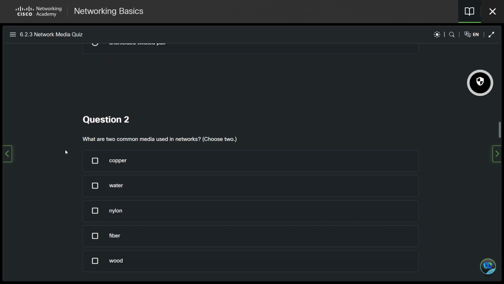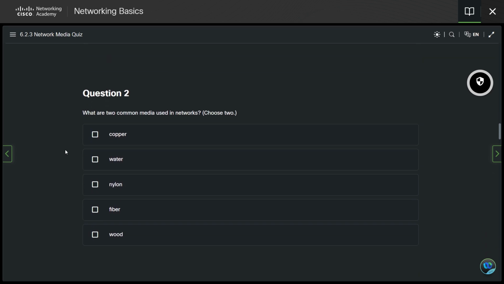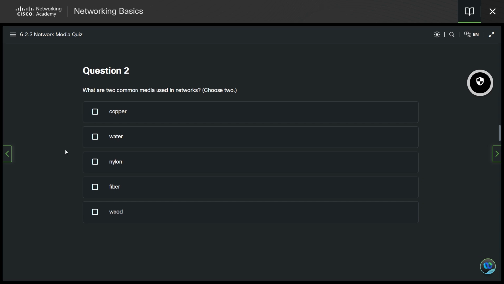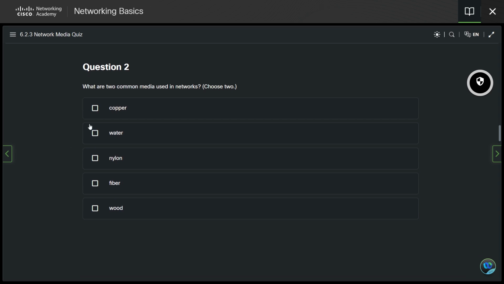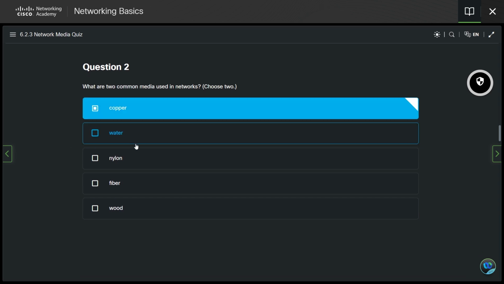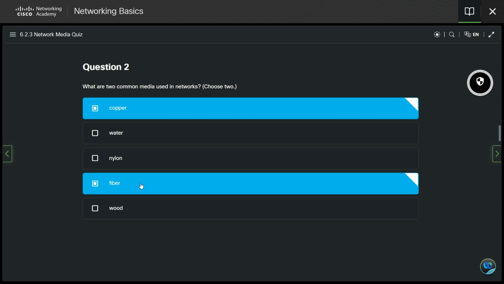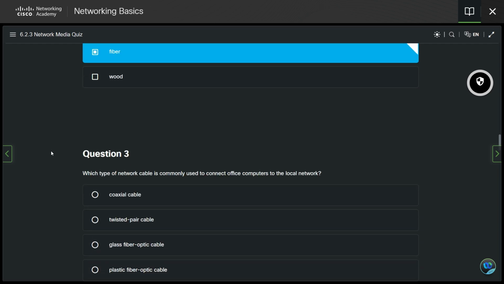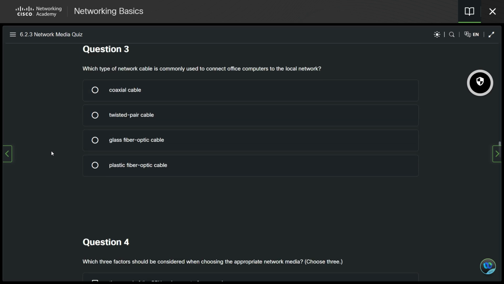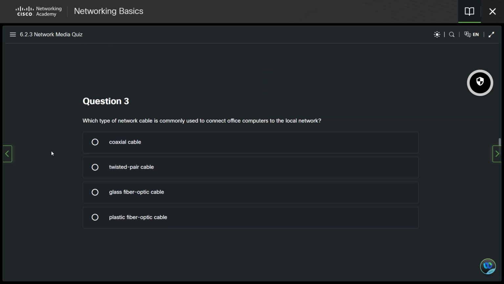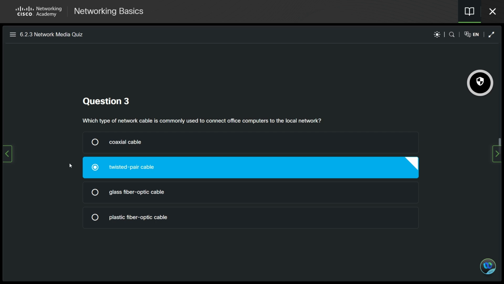The next question, what are two common media used in networks? This is copper and fiber. The next question, which type of network cable is commonly used to connect office computers to the local network? That is twisted pair cable.